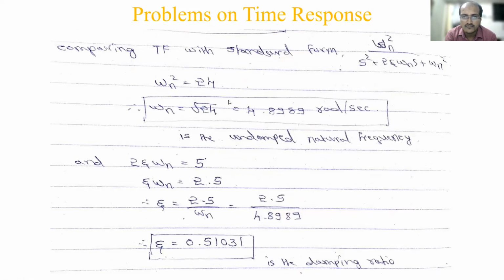So when we are calculating omega and zeta, we compared and the denominator is 24. 2 zeta omega n is 5, so zeta omega n is 2.5. Then zeta you calculated by substituting the omega n value you got. So this is a very important calculation overall.